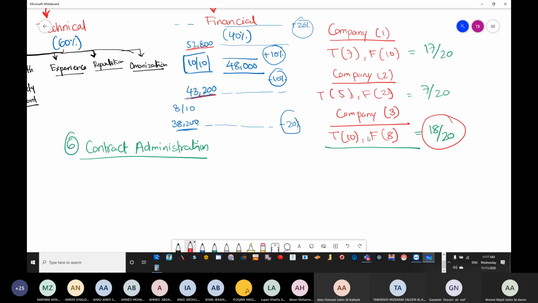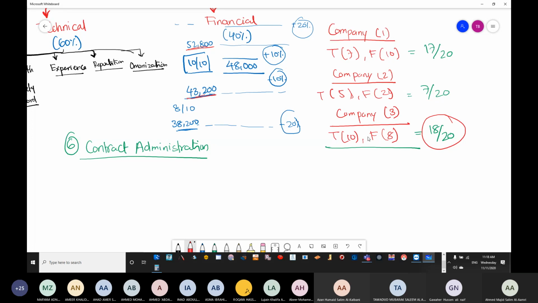Okay. Now, can you hear me? Now? Okay. So once again, we have got 17 out of 20 for the first company, 7 out of 20 for the second one. Third one has got 18 out of 20. So the winning company is going to be company number 3.